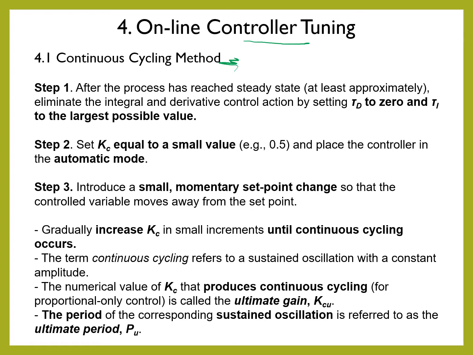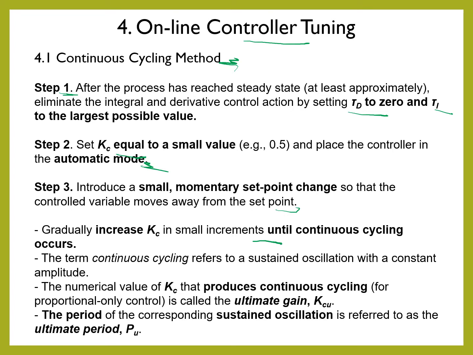First, step 1, we set the derivative time tau D to 0 and the integral time tau I to the largest possible value. Second, we need to set the Kc value to a small value, for example 0.5, and then set the controller to automatic mode. Third, introduce a small set point change so that the controlled variable moves away from the set point. Then increase Kc values gradually until a continuous cycling occurs, or until a sustained oscillation is obtained.